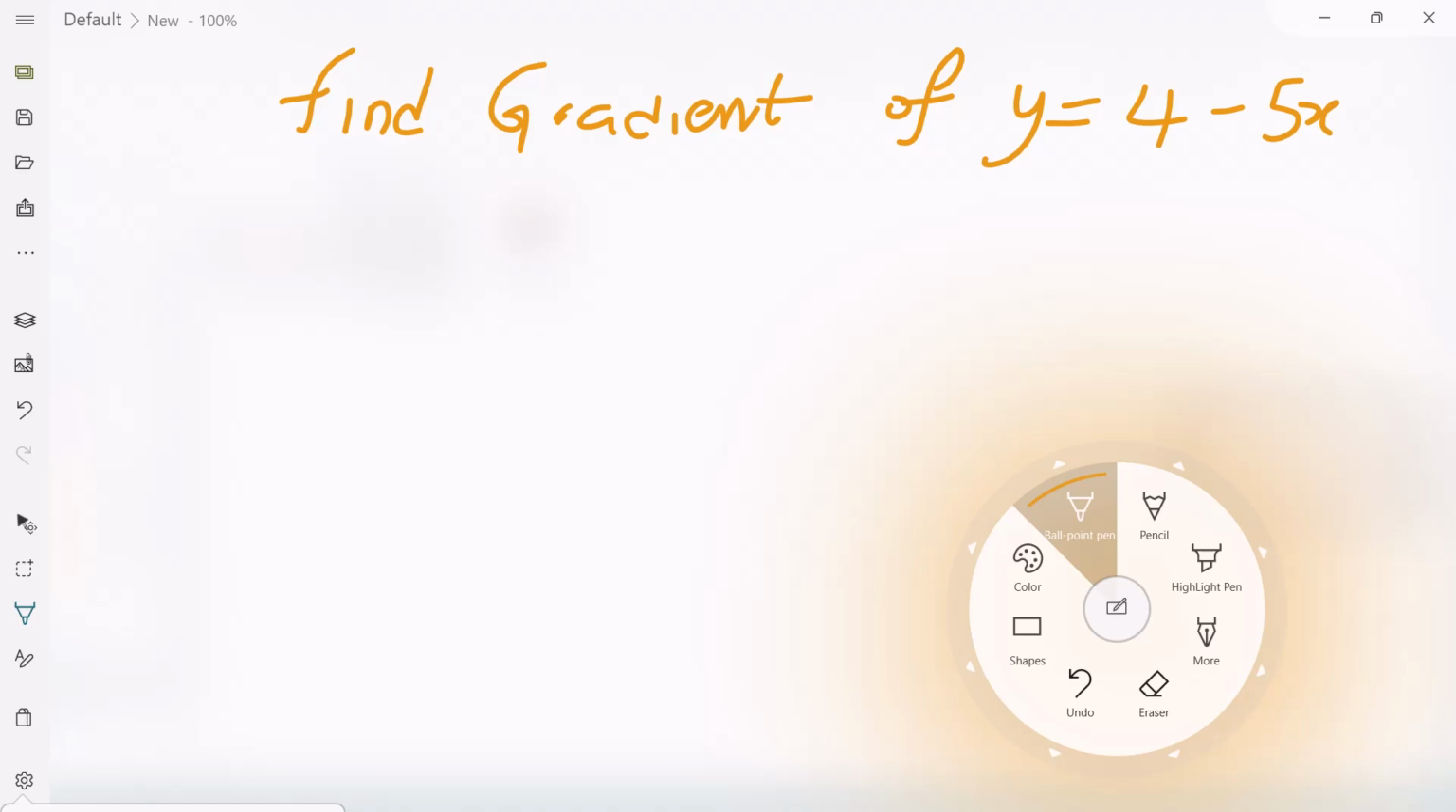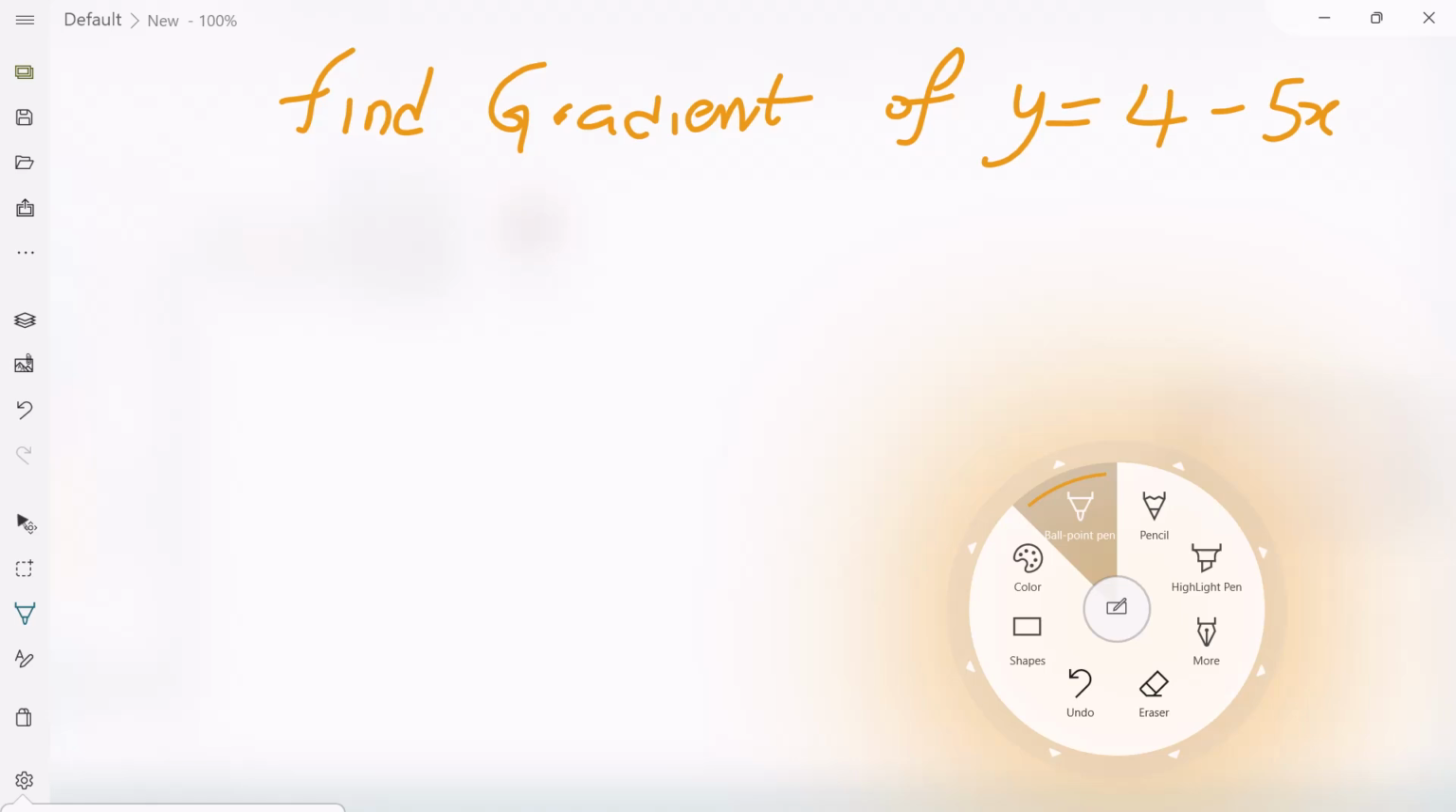Find the gradient of y is equal to 4 minus 5x. This question is rather simple, because we just need to write this equation in the form of the general formula for a straight line.